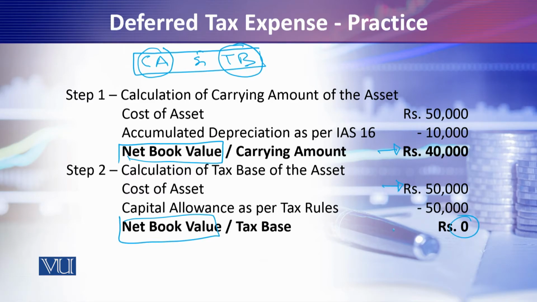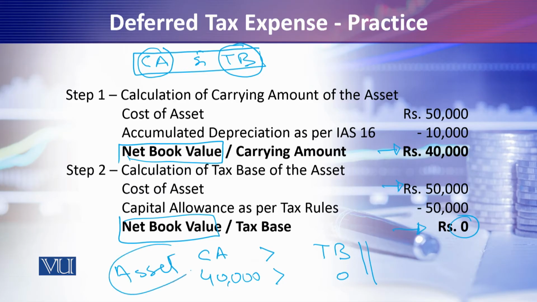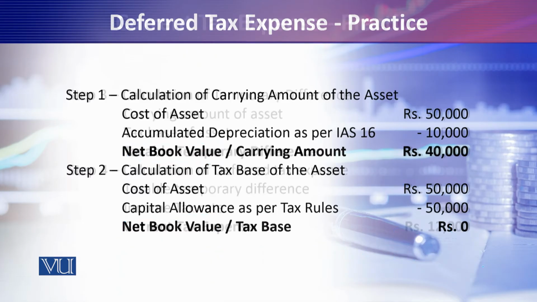So what we say is that the carrying amount of the asset is 40,000, which is greater than the tax base, which was 0. So we have learned a rule of thumb: when the carrying amount of an asset is greater than its tax base, this is known as a taxable temporary difference. Okay, well, let's see how to account for this.